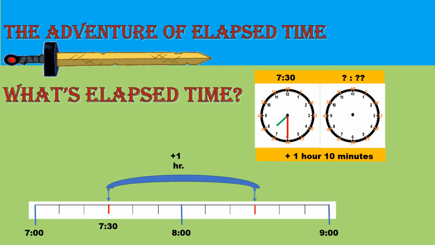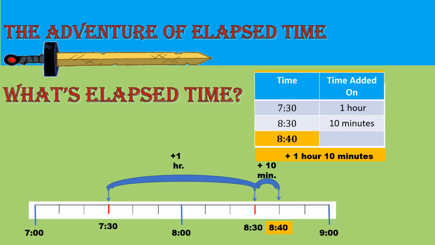So if we use our understanding of a whole hour, we would go from 7:30 all the way up to 8:30. Then from 8:30, we want to add 10 more minutes. Now remember, these little spaces of time are in increments of 10, so that makes this pretty easy. We can go 10 more minutes, and then that would give us 8:40. So our end time would be 8:40.